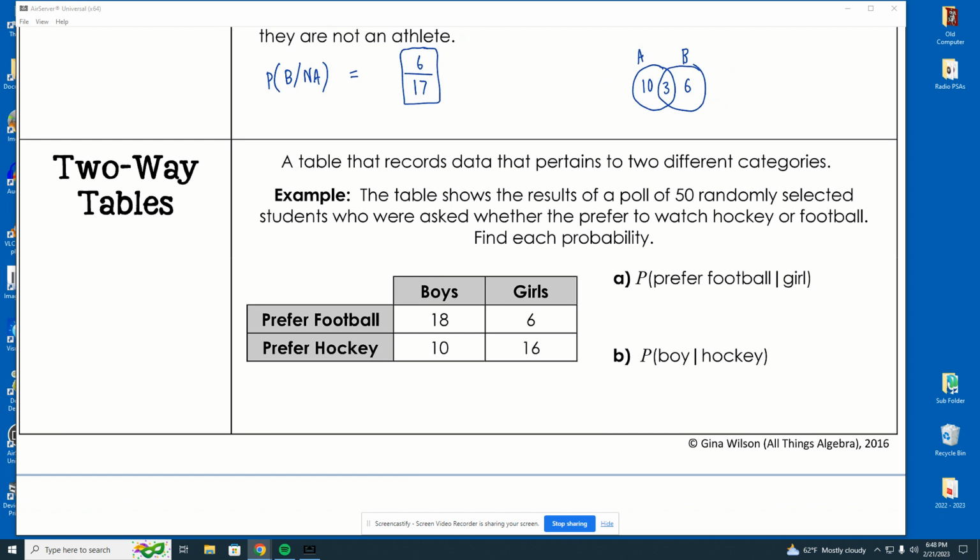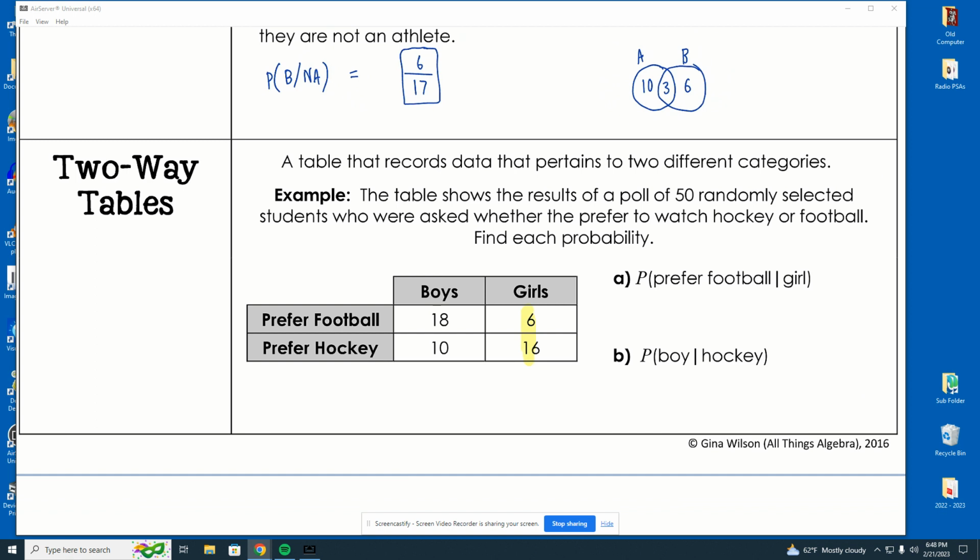All right, so here you have two-way tables that basically are comparing a couple of different categories. So this first one is comparing people who prefer football versus hockey, but also boys versus girls. So again, the key is the given that. You see, this first one says, find the probability that they prefer football given they are girls. I am only focused right here on the given that. It says given that they are girls.